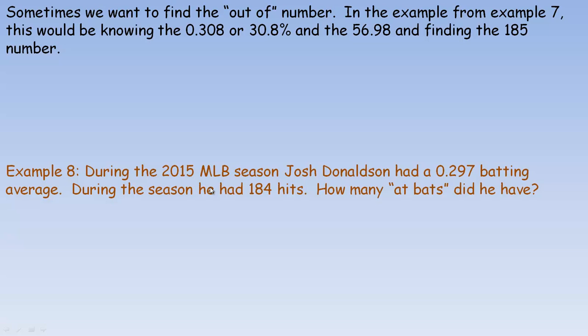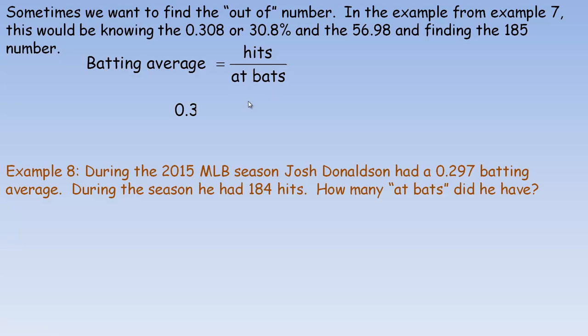A little bit of explanation before we get into the last example. In the example for number 7 on the previous page, it'd be like knowing the 0.308 or 30.8%, and the 56.98, and finding the 185 number. Now remember, this is how you calculate batting average. We took the number of hits and divided it by the number of at-bats. So it's like we know this one here, and we know this one here, and we're trying to find this denominator, which is the 185. I'm going to work with numbers that you know from the previous page, so hopefully it'll make more sense.